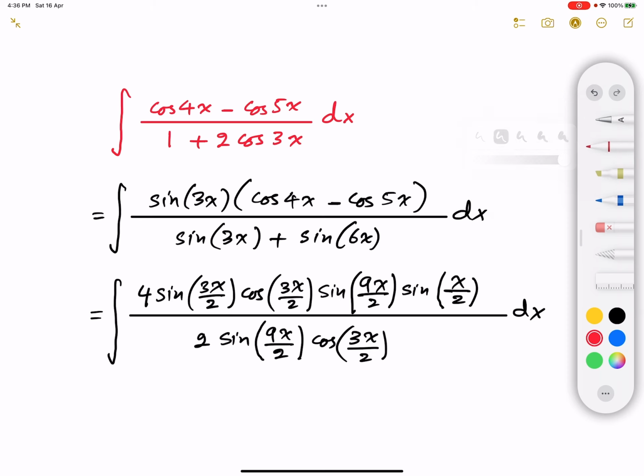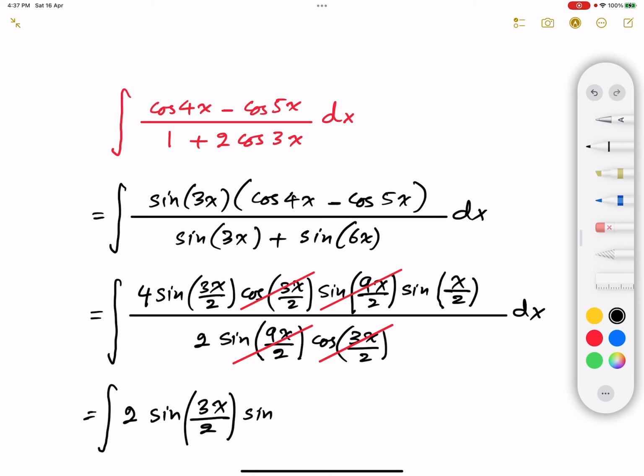Now, we can notice that we have similar terms in the numerator and the denominator, which will cancel out. So cosine 3x by 2 will cancel with cosine 3x by 2, and sine 9x by 2 will cancel with sine 9x by 2. What we're going to be left with is the integral of 4 divided by 2, that's going to give us 2, and then we're going to have a sine of 3x divided by 2, multiplied by another sine of x divided by 2, and of course dx.